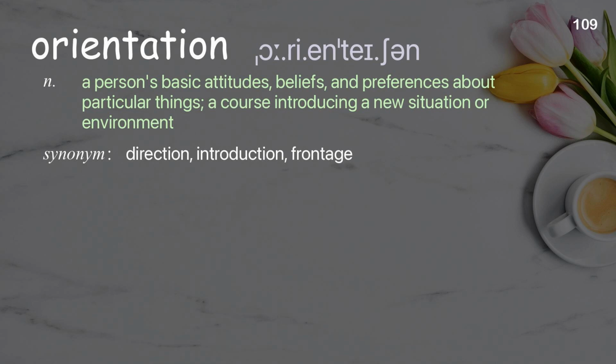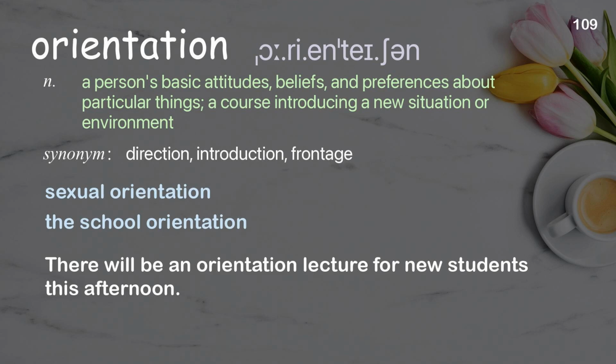Orientation. A person's basic attitudes, beliefs, and preferences about particular things. A course introducing a new situation or environment. Examples: Sexual orientation. The school orientation. There will be an orientation lecture for new students this afternoon.